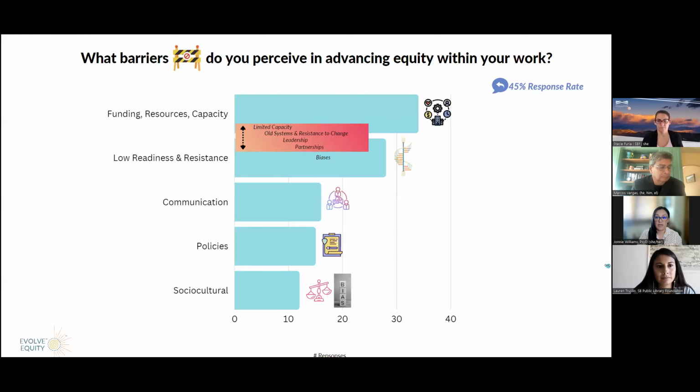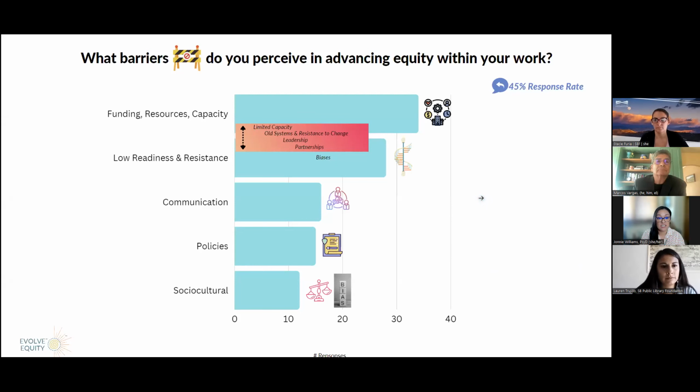So in terms of your question on how to actionize data, I wanted to share with all of you some of the analysis that I did of your registration questions to guide this conversation. We asked all of you, what barriers do you perceive in advancing equity in your work? And 45% of you responded. The top two barriers that were named were funding, resources, and capacity, and low readiness and resistance.